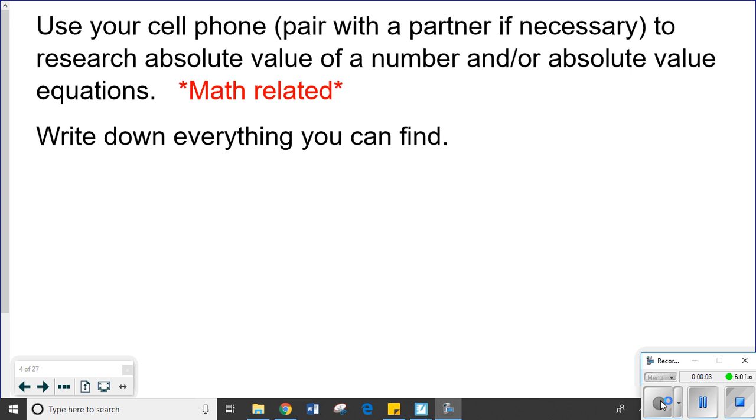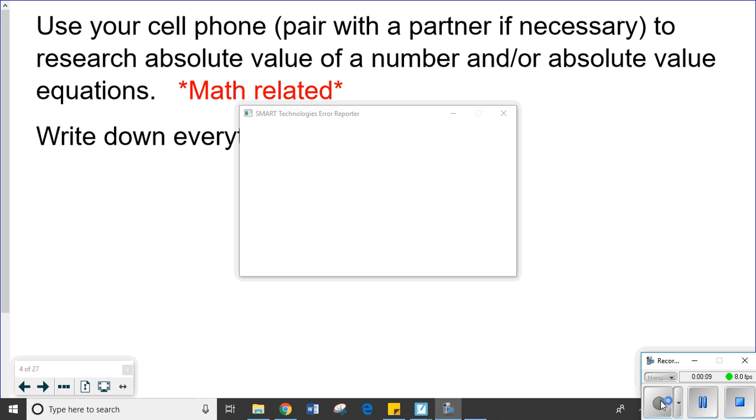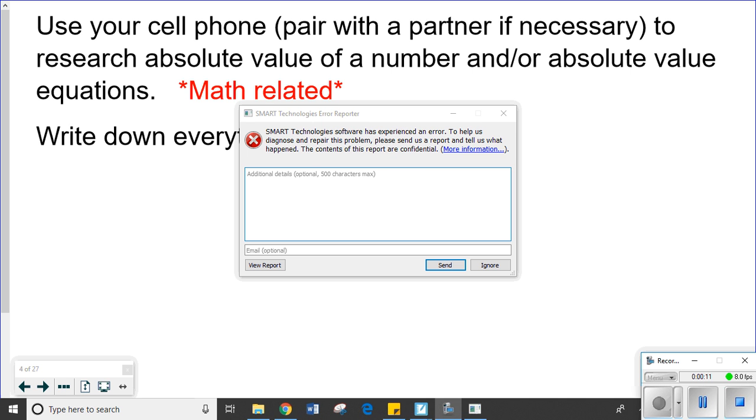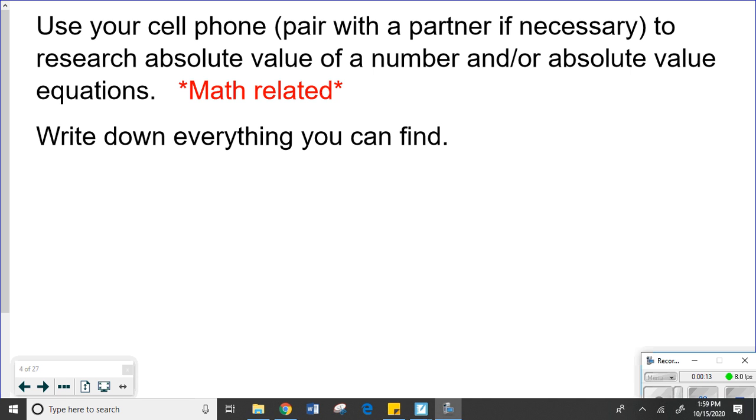We're starting a brand new topic today, so I would like you to use your Chromebook or your cell phone and research what absolute value is. Make sure it's math related, or you could search for absolute value equations. You could look on images, you could look on web. Write down something that you can find about absolute value.